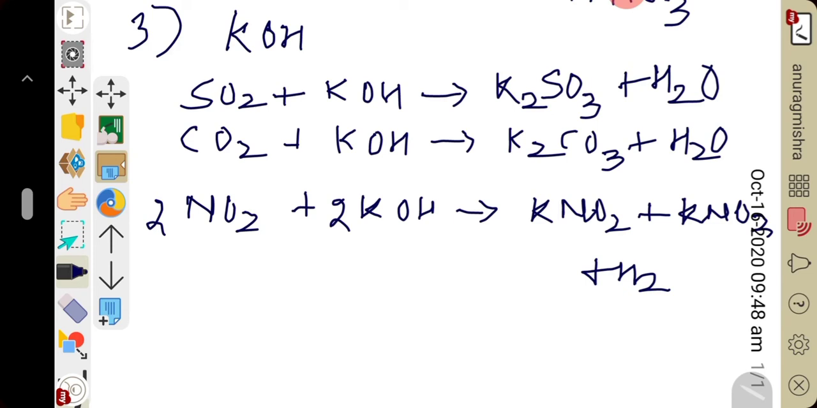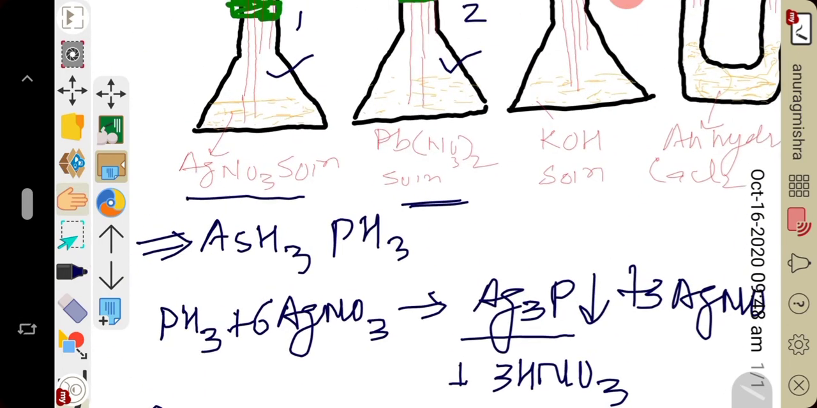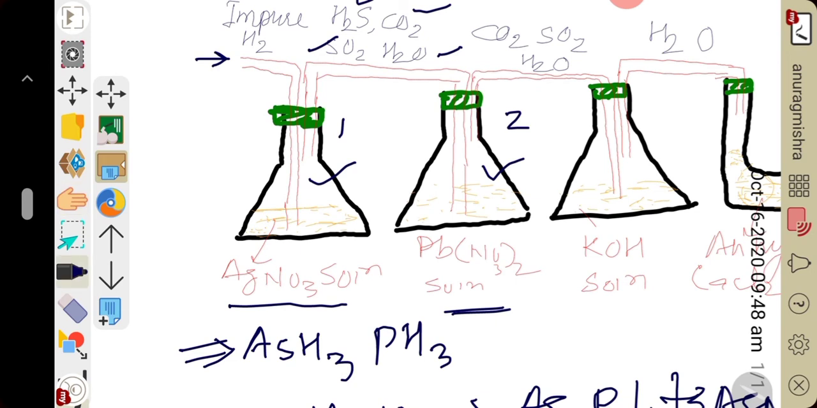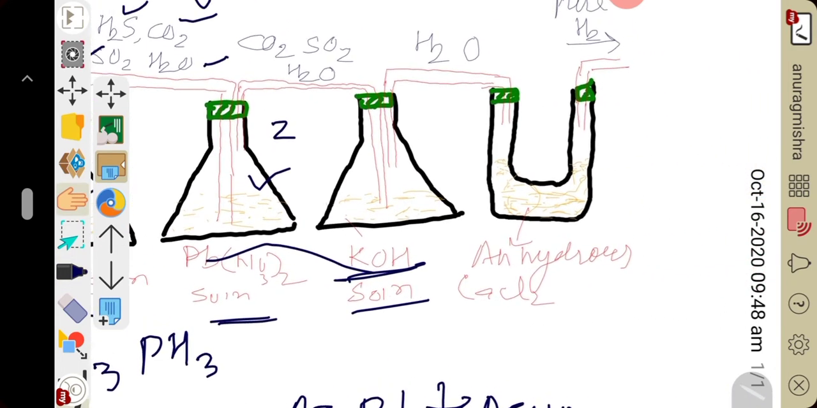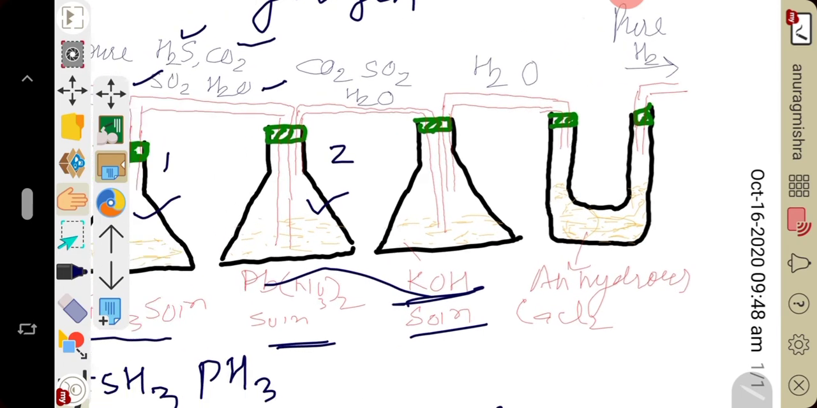Now in the third step, what we did was pass the hydrogen gas containing impurity of CO2, SO2 and H2O through the solution of potassium hydroxide, and we removed the impurity of CO2, SO2 and NO2. Now in the final step, we will pass hydrogen gas containing impurity in the form of water vapor.